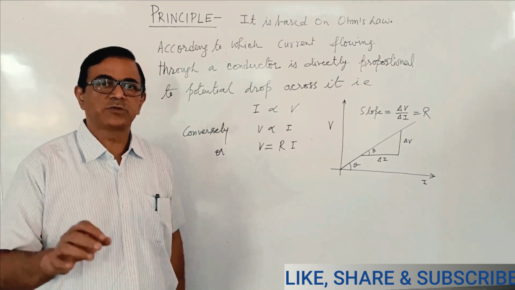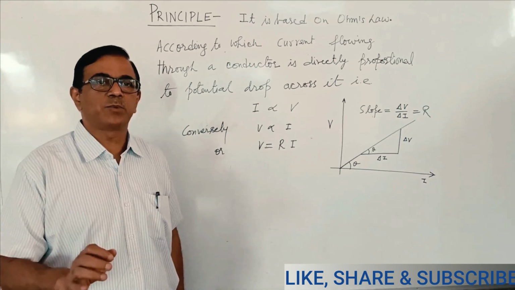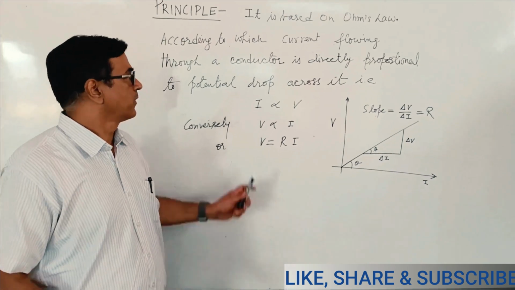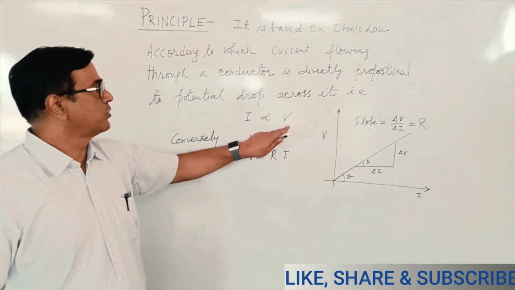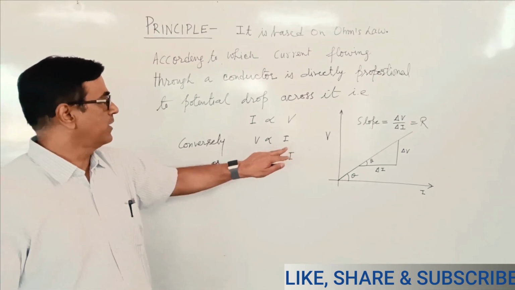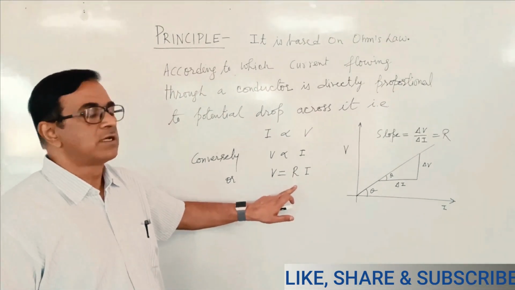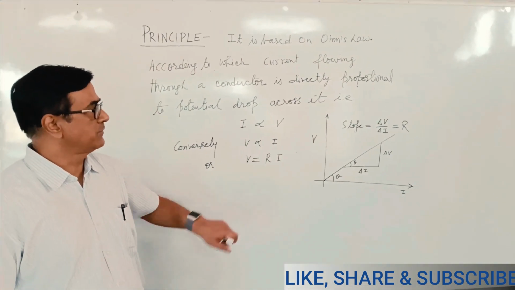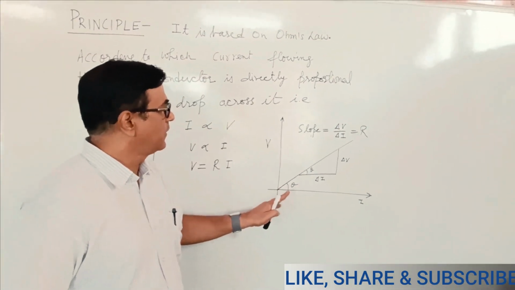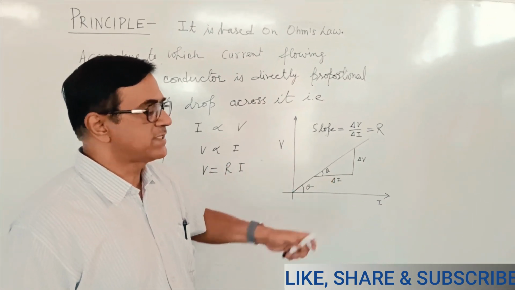This experiment is based on Ohm's law, according to which the current flowing through a conductor is directly proportional to the potential drop across it. Thus, I, the current, is directly proportional to V, the potential difference. Conversely, we can write V is proportional to I, so V = RI. The constant of proportionality R is called the resistance of that conductor. Now, if we plot a graph of V versus I, we get a straight line passing through the origin, and the slope of the graph should give us the resistance.